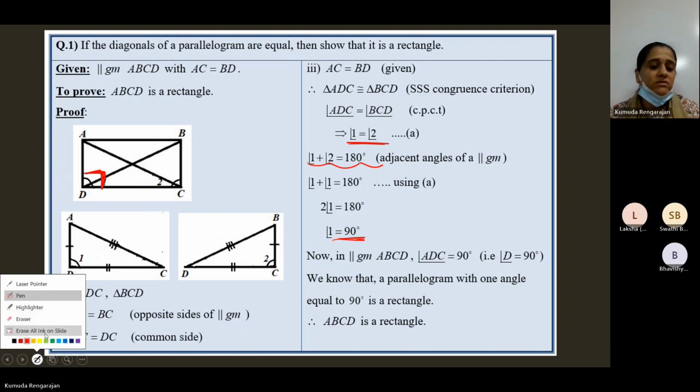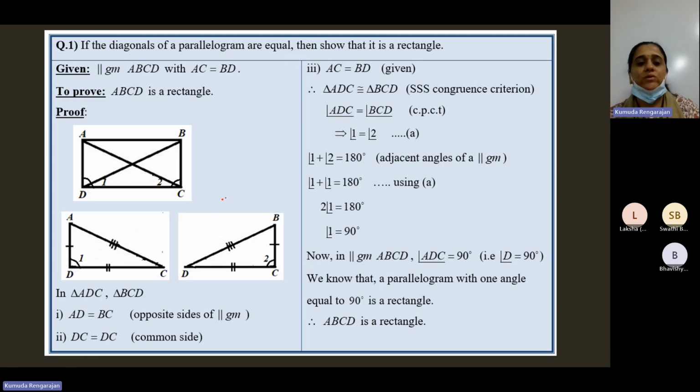So the answer to the question, how do we know we have to take up these two triangles, or how to start, lies in what we have to prove. We have to prove it's a rectangle. I think we'll start writing, children, because I can't talk after this.